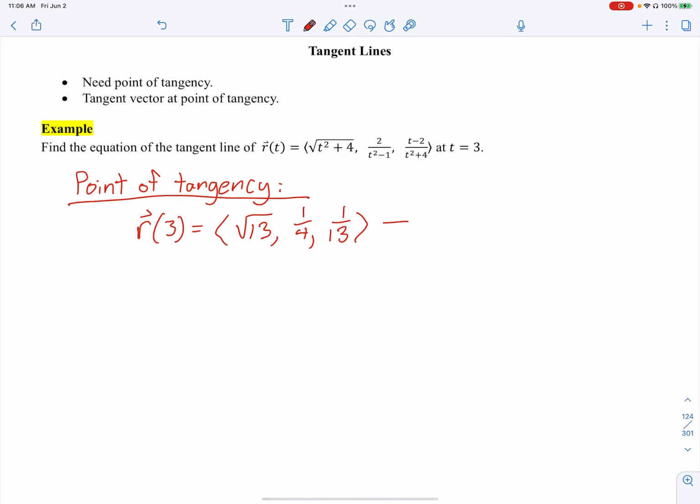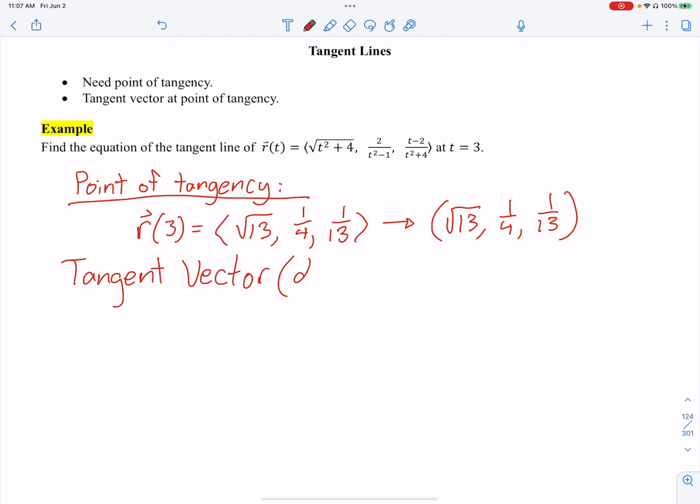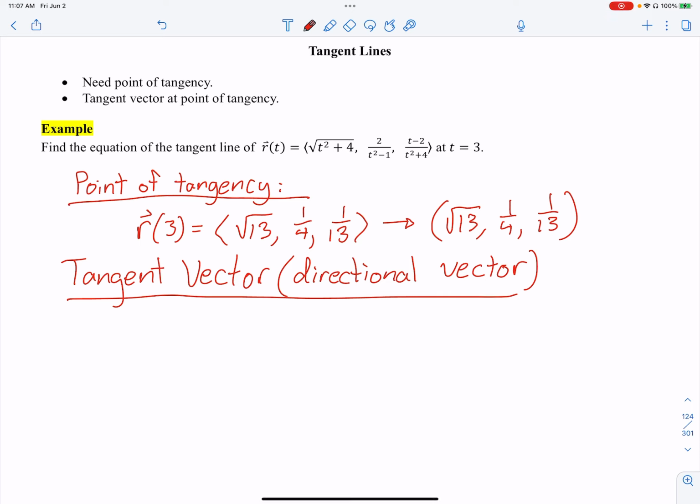Okay, that just gives me a vector though. If I want the point, I change my grouping symbols to describe a point. So there we go. I have a point. I also need a tangent vector. And I'm going to go ahead and put this in here to help us out with lines. This is a directional vector. So I need to find the slope. That's practically what that is, right? Just described as a vector because we're going to work our way to 3 space.